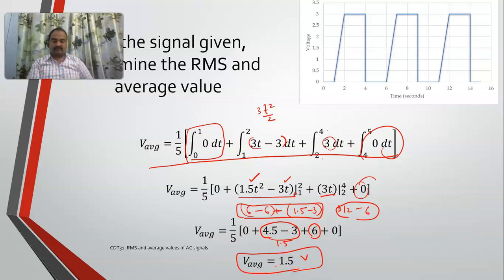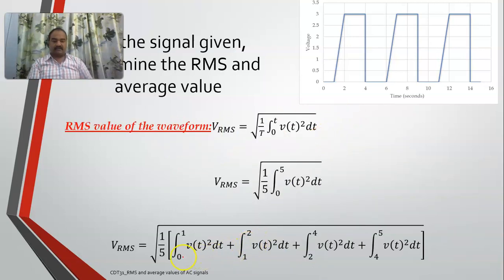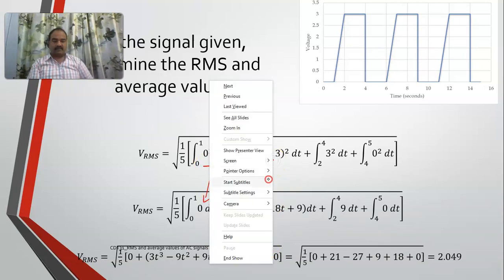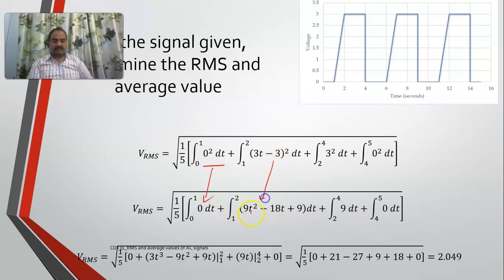Now if I want to do it for the RMS value, then what I should do is apply a square root here, and internally I am supposed to square these things. So this is what I have done here. I have applied a square root here, and these internal terms I have squared. So 0 square remains 0, whereas 3t minus 3 whole square, it is (a minus b) whole square. So I'll write it as a square minus 2ab plus b square. And 3 square, I'll take it as 9, 0 square again becomes 0.